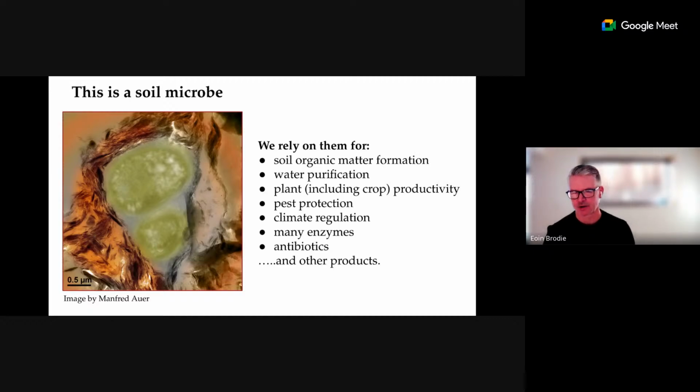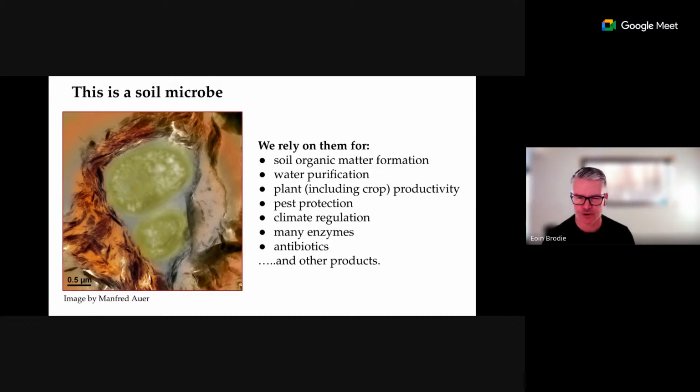And we rely on soil microbes for many critical, we call them services, but this is life for a microbe. They produce soil organic matter. I'll tell you a bit more about that later. They purify our water as water moves through the soil from the surface into our aquifers, where we get our drinking water and our water for irrigation. Their role in turning over nutrients in the soil, particularly nitrogen and phosphorus, is critical for plant productivity, including our crops. They help protect against pests by producing things like antibiotics.